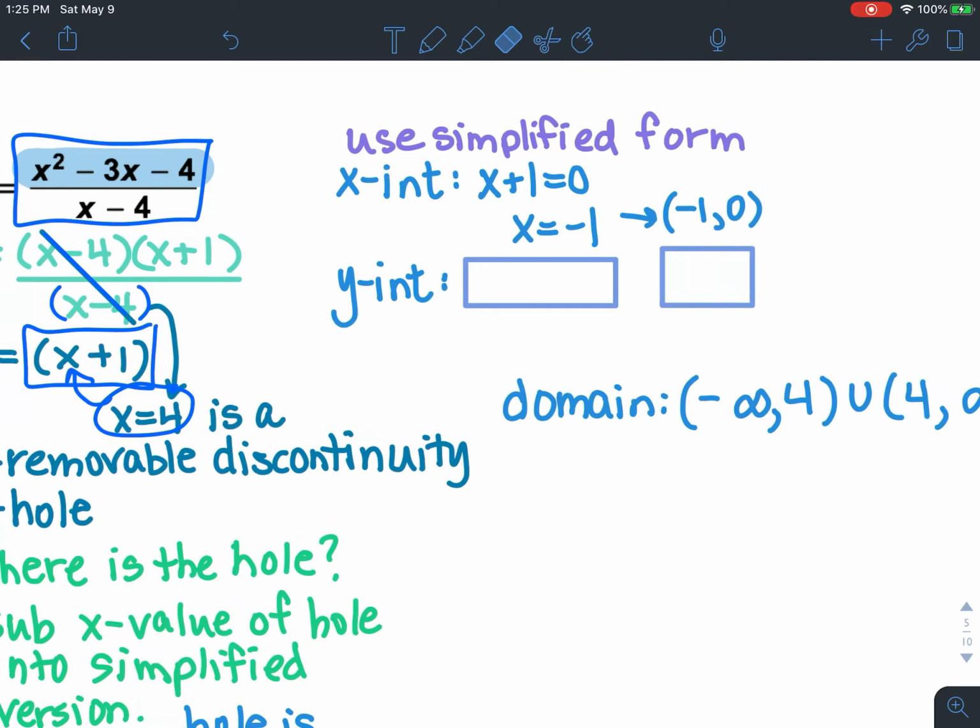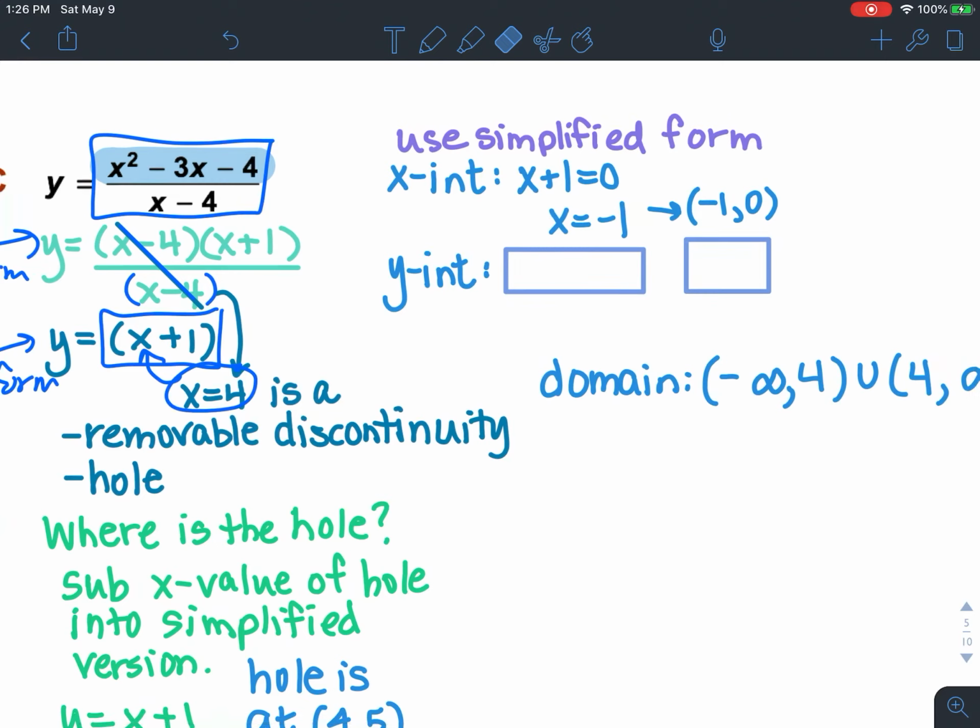A hole trumps an x-intercept. So if you have one x value and one thing tells you it's a hole and the other tells you it's an x-intercept, forget it, it's a hole. That's just the way it is. If you had an x value that in one analysis told you it was a hole and the other one told you it was a vertical asymptote, it's a vertical asymptote. An asymptote trumps a hole trumps a point.